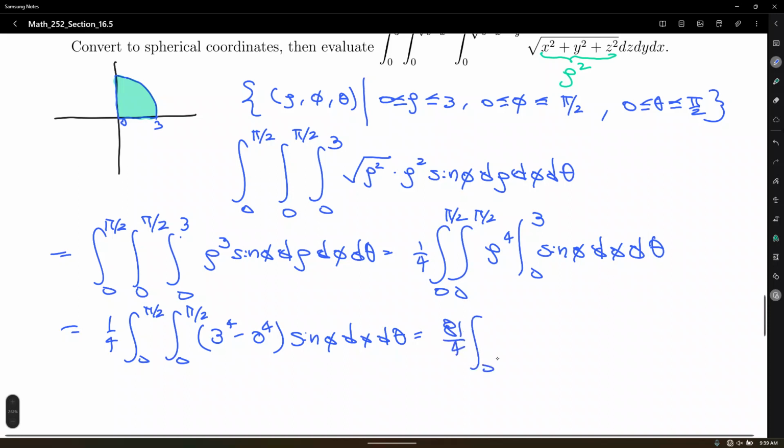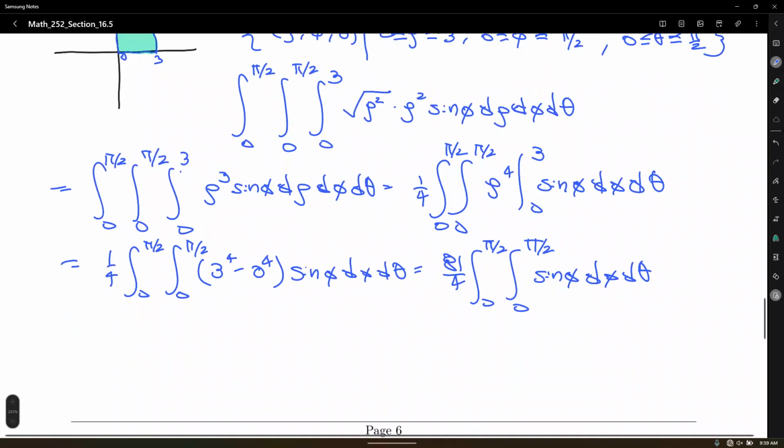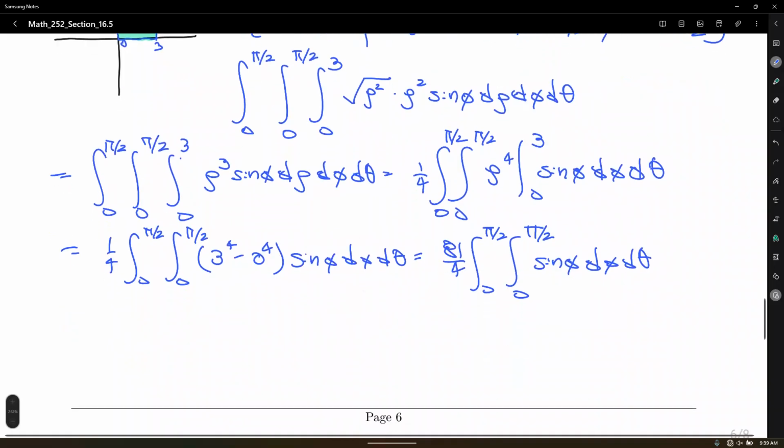Now the integral from 0 to pi over 2, another 0 to pi over 2, sine phi d theta. Now, how do we know we're doing good so far? Because now we're going to integrate with respect to phi. We have our d phi, and the outermost limits of integration are the theta, which is the polar angle. So let's integrate with respect to the azimuthal angle, that is phi. And the integral of sine, careful, that's negative cosine, so negative 81/4.